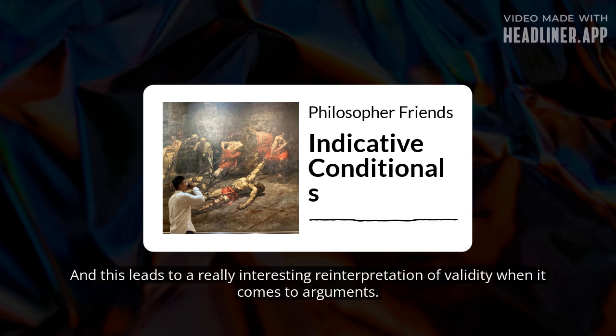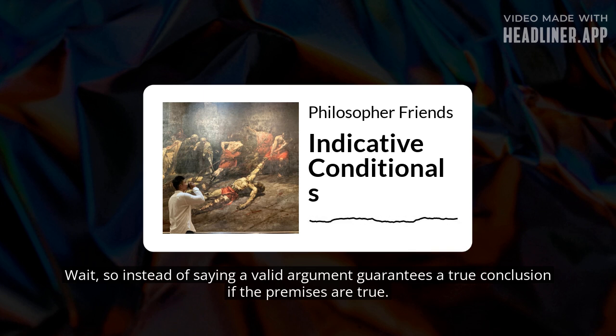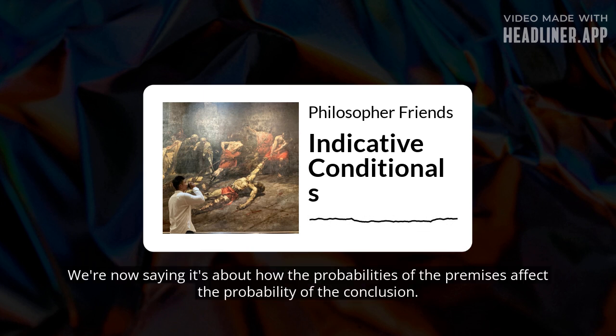And this leads to a really interesting reinterpretation of validity when it comes to arguments. So Ernest Adams, who developed the suppositional theory, argued that a valid argument is one that preserves probability. Wait, so instead of saying a valid argument guarantees a true conclusion if the premises are true, we're now saying it's about how the probabilities of the premises affect the probability of the conclusion.